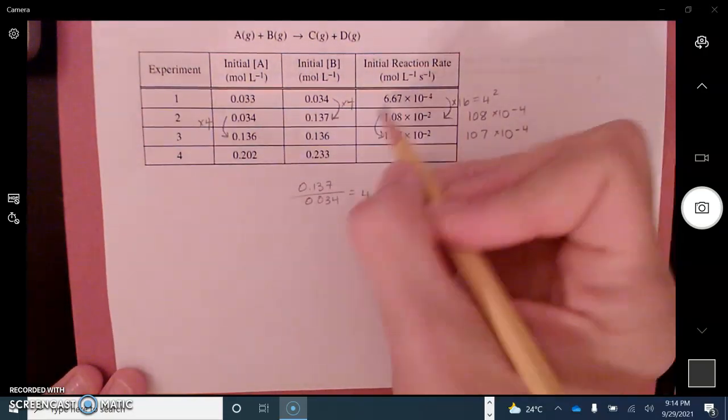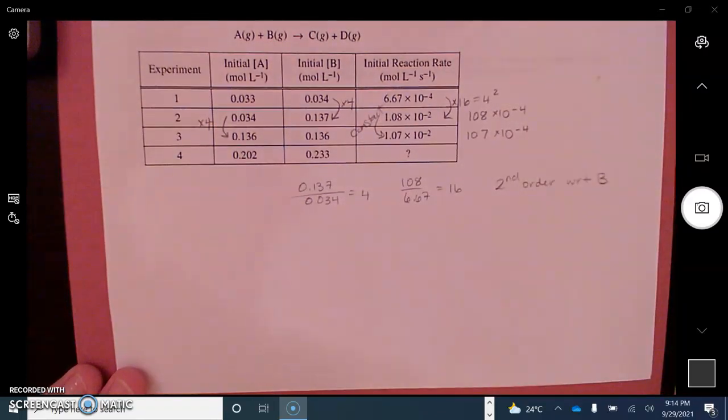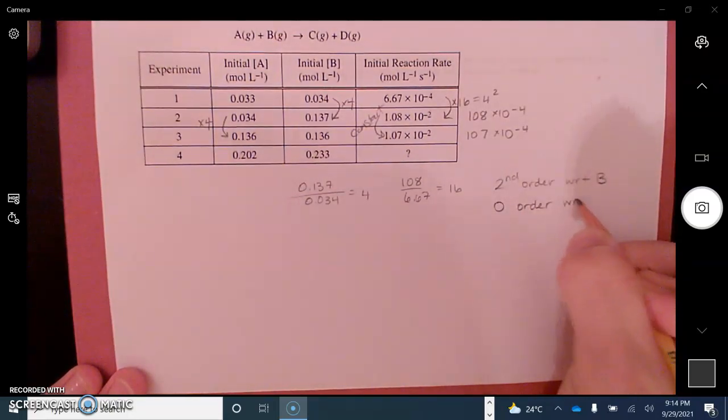Oh, look, it didn't even matter. The rate was constant. Lovely. Love when that happens. You don't have to do any math. It's 0 order with respect to A.